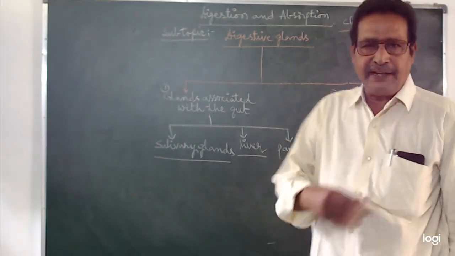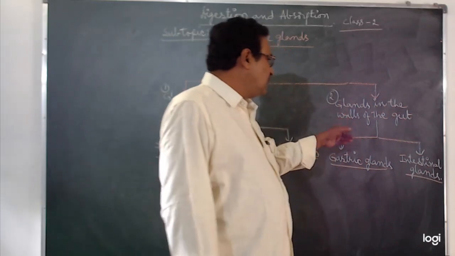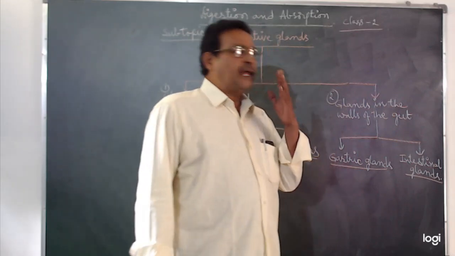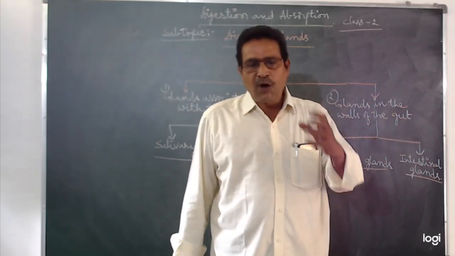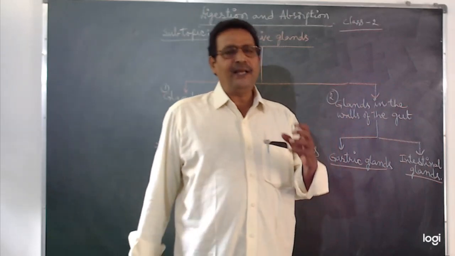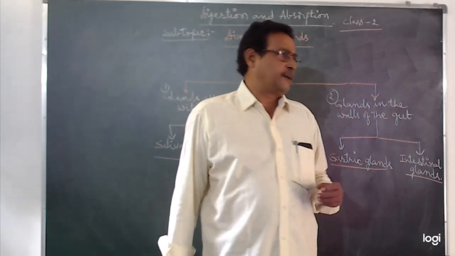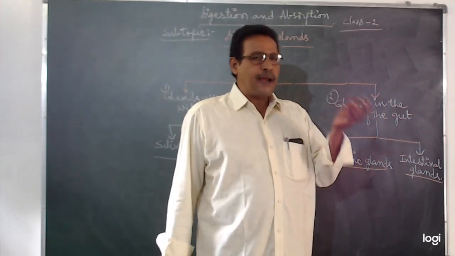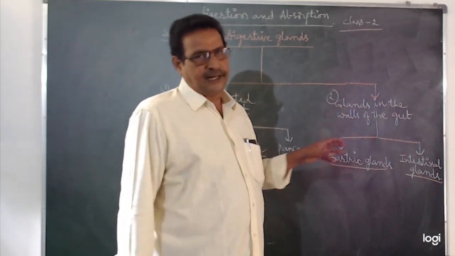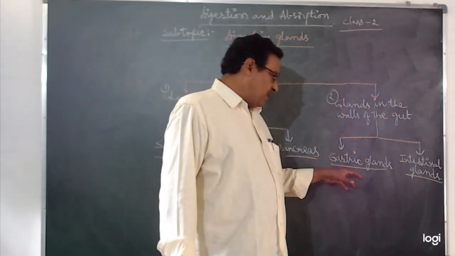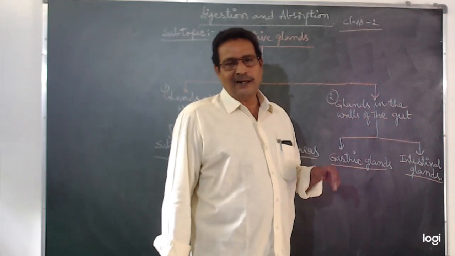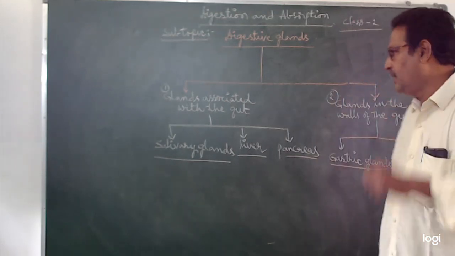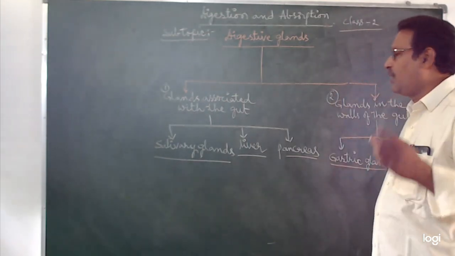Whereas the second type is glands in the walls of the gut. That means the glands themselves are completely embedded in the walls of the gut. Examples are gastric glands and intestinal glands. So let us discuss one after the other.